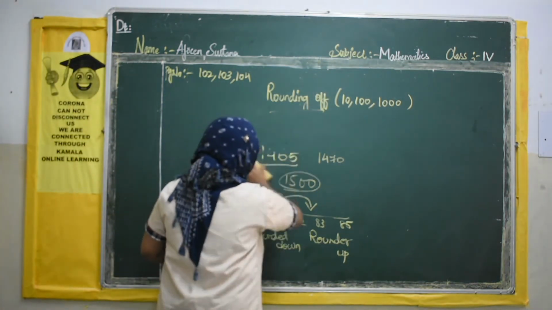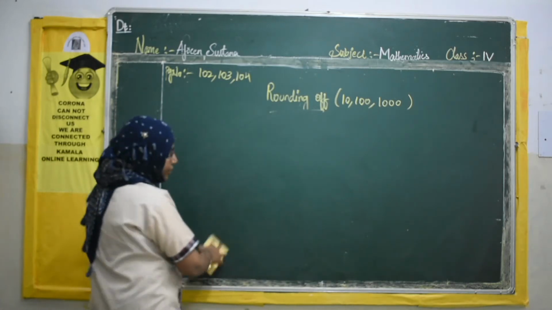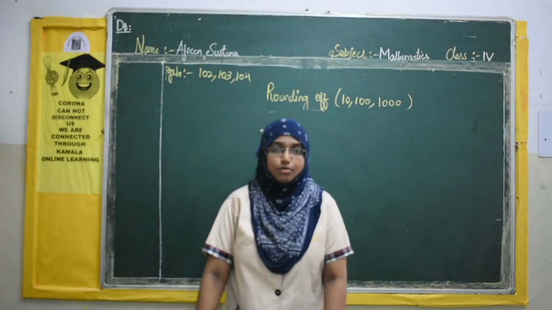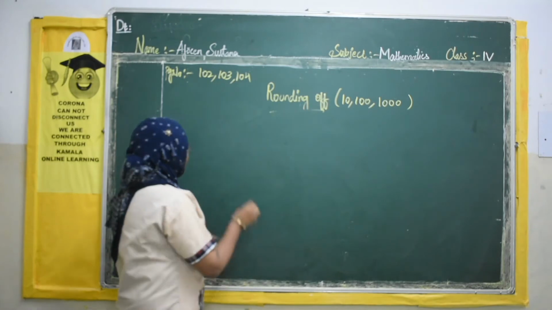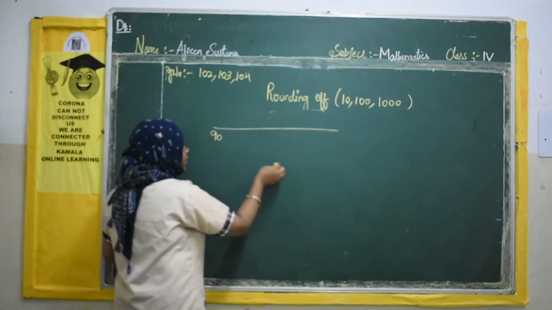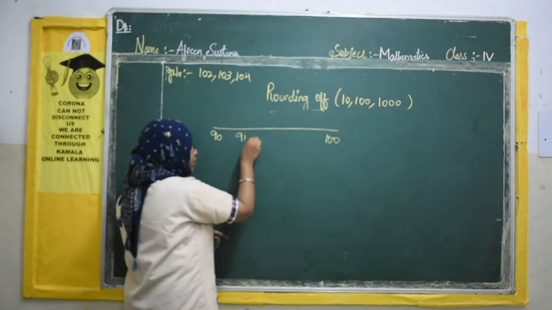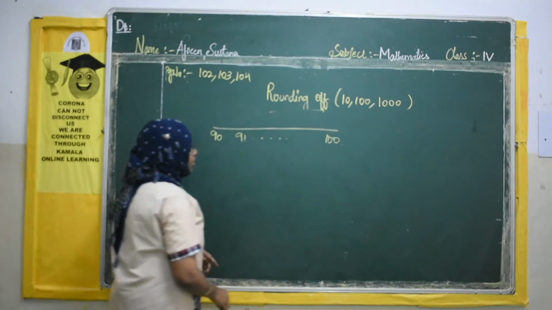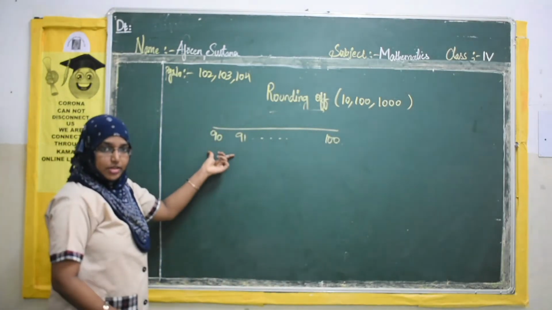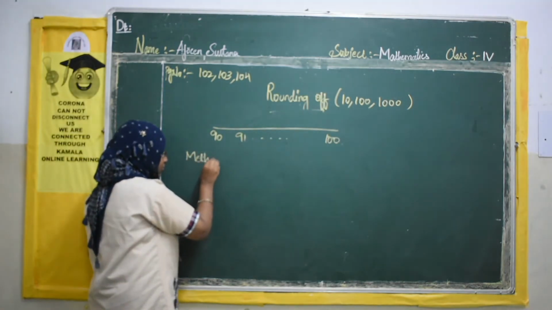Now we have rounding off to the nearest 10. To round off there are two methods. One of the methods is writing the digits, for example 90 to 100, and then rounding 91 and so on. This is one of the methods of rounding, and one more method is method number 2.